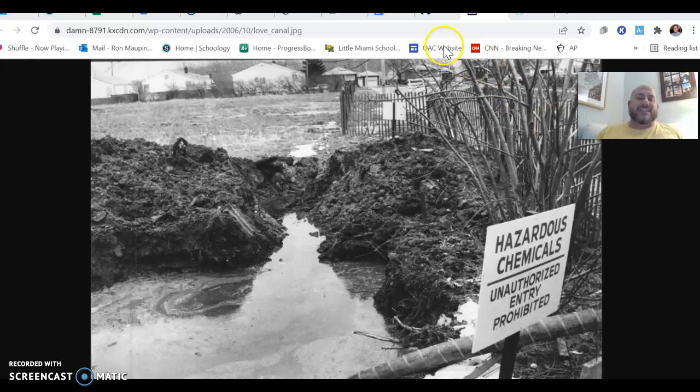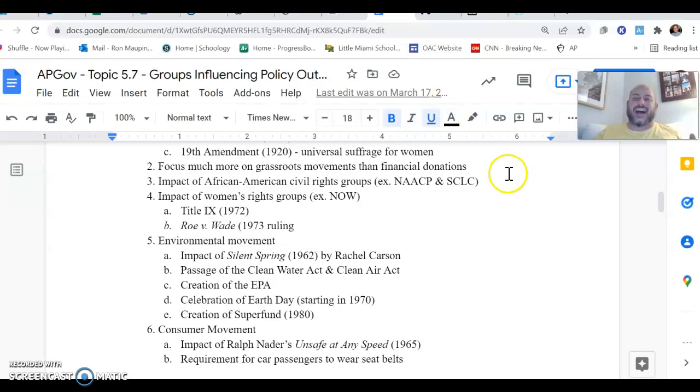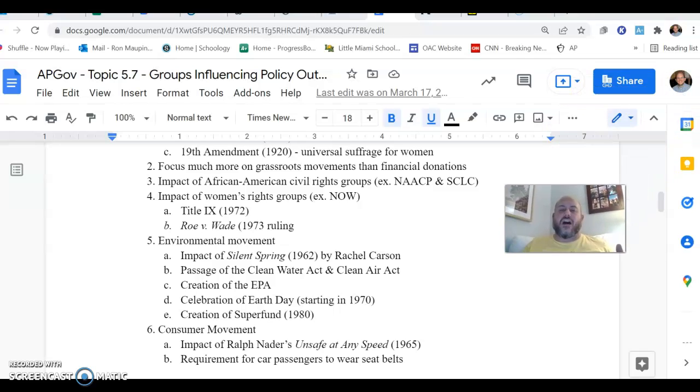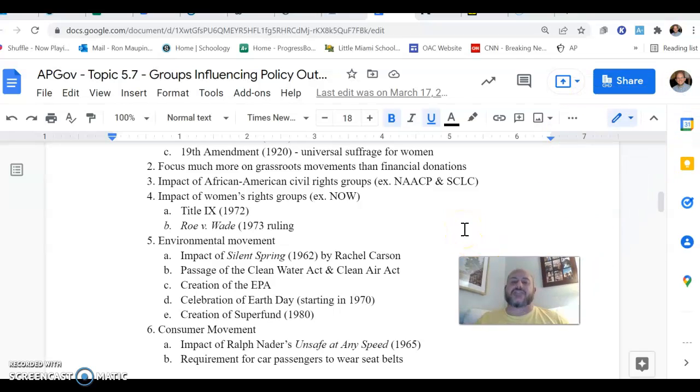So Superfund exists to be able to have money set aside to help offset the costs of these environmental disaster cleanups, which unfortunately happen more commonly than we would like.